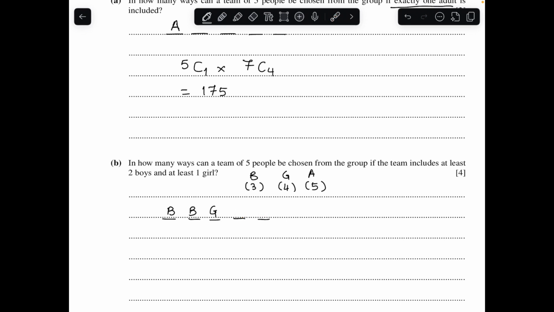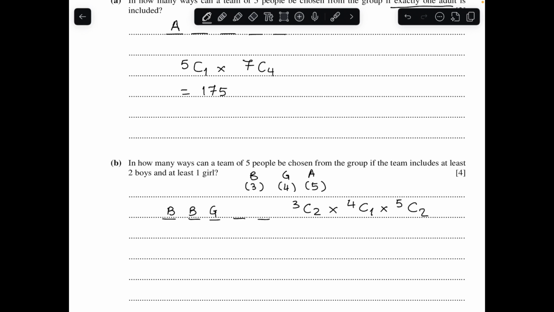Okay, so we have to choose 2 boys. So out of 3 we choose 2. 3 choose 2 for the boys. Then out of 4 girls we choose 1 girl, and out of the 5 adults we choose 2 adults because there are 2 spaces left.